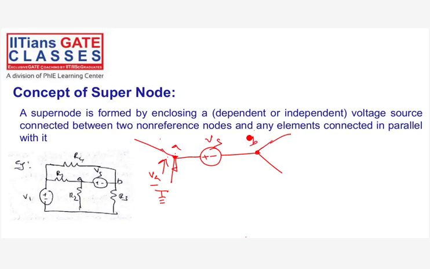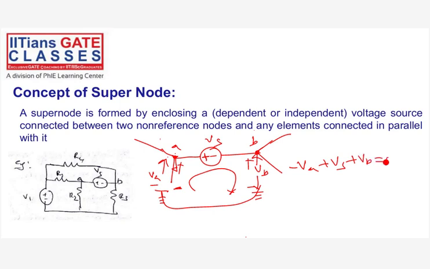So this will be my super node equation. You'll get this clear when we do some problems. Okay, so this is clear, right? I can write Vs is nothing but the voltage at this node minus the voltage at this node. If this is positive and this is negative, Vs is equal to Va minus Vb. Okay, is this clear?